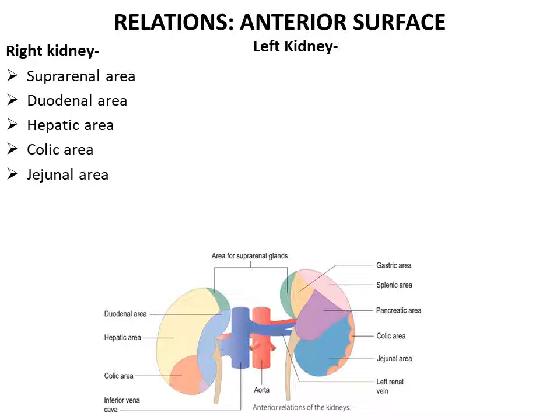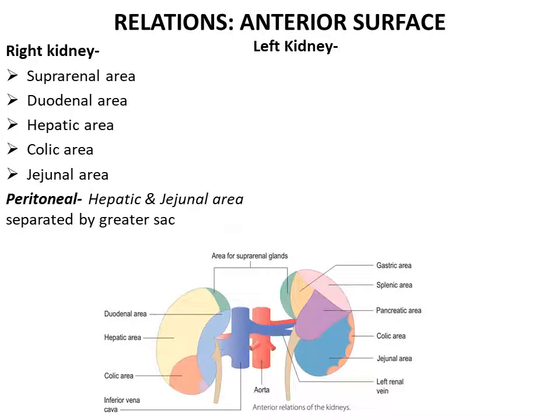The hepatic area. The upper 3/4 of the anterior surface is related to the right lobe of the liver. The colic area is related to the lateral part of the lower lobe, and here lies the right colic flexure or the hepatic flexure. And the jejunal area is formed in the medial part of the lower pole, and it is related to the coils of jejunum. Out of these 5 areas, 2 are peritoneal, that is the hepatic and jejunal area, which are separated by the cavity of the greater sac.